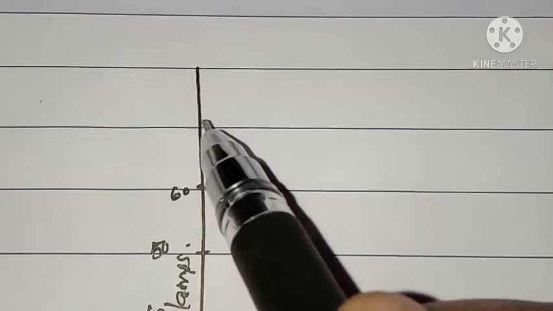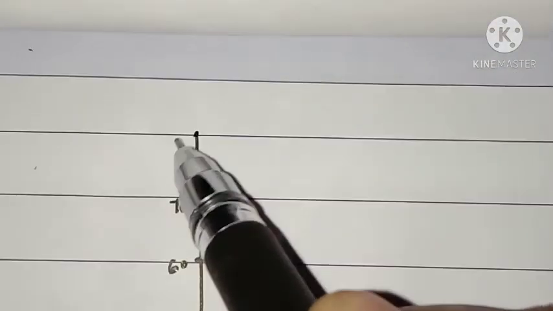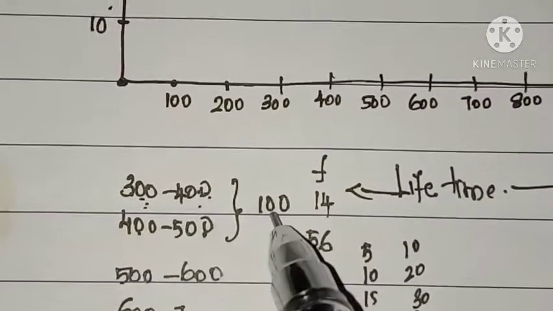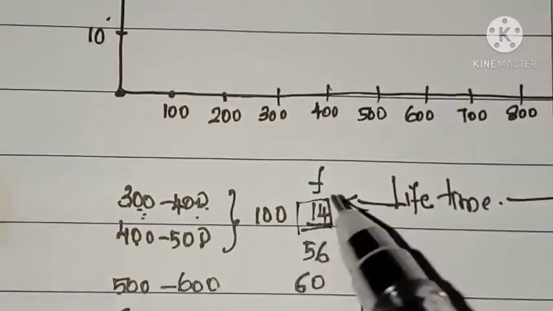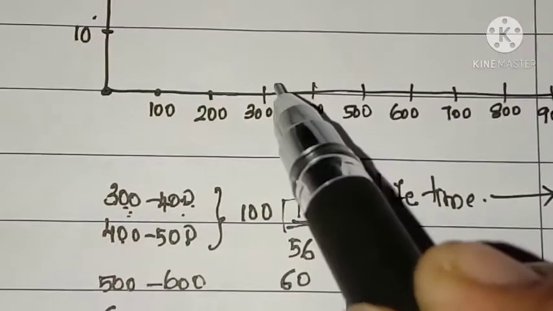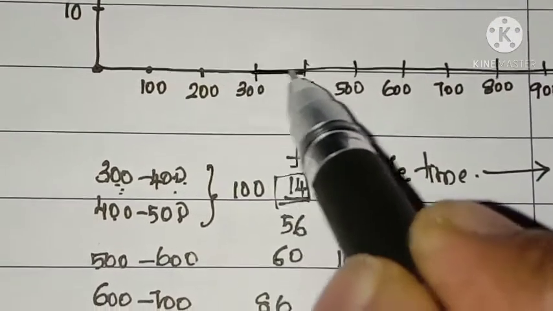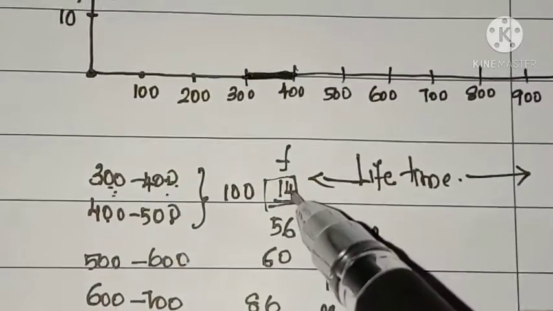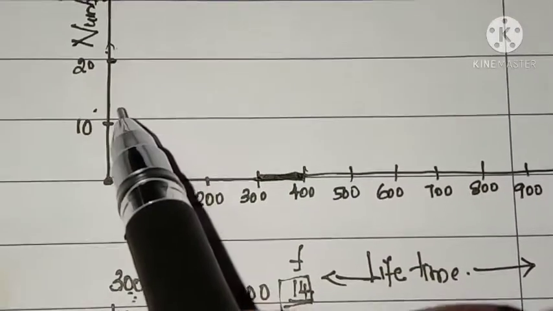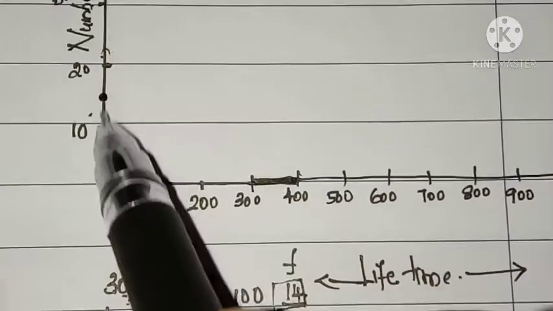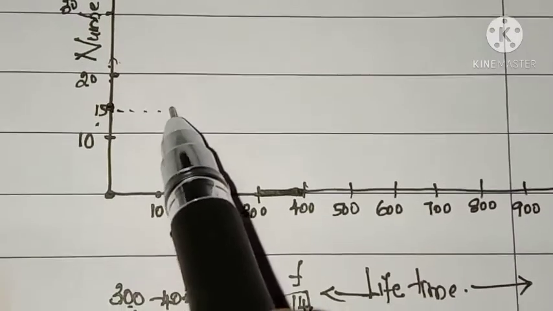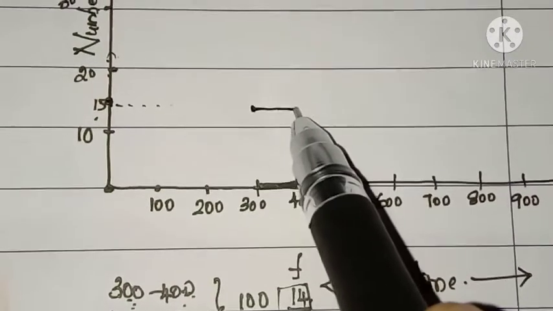Now 70, 80, 90. Okay. Now see the first class, 300 to 400. Frequency is 14. So 300 to 400 means this is the class width. Here we need to draw a rectangle with a height of 14. This point is half of 10 to 20, that is 15. So 14 is nearly here. So this is the height 14.